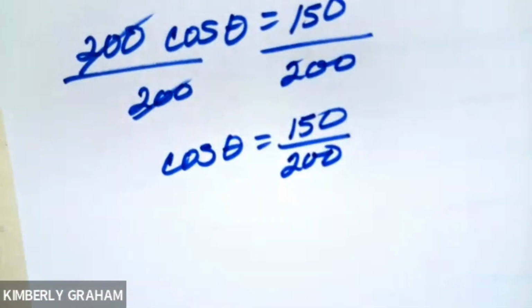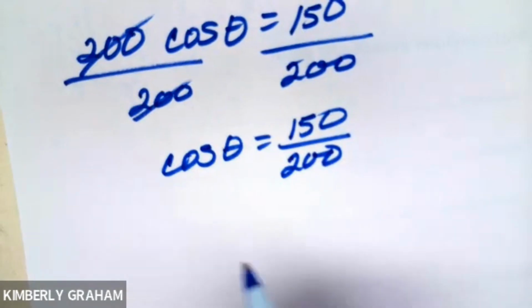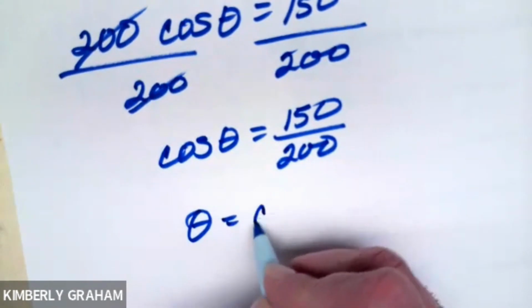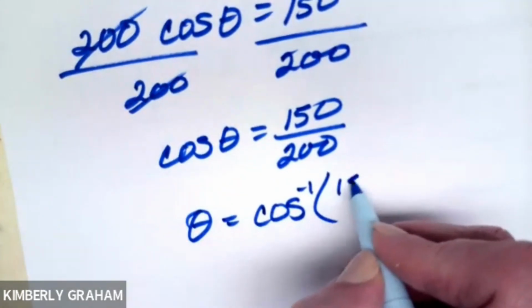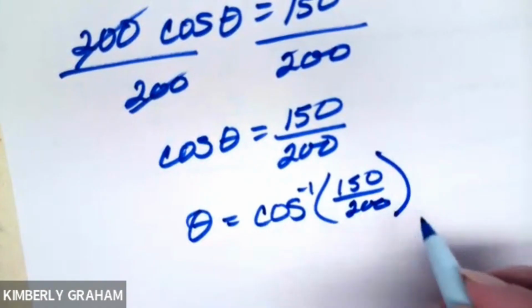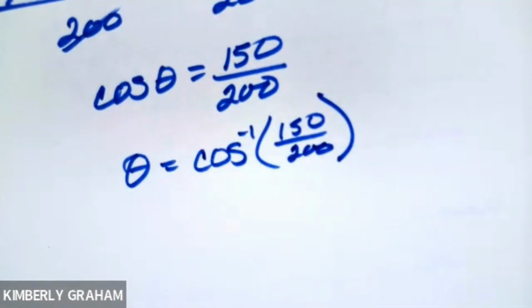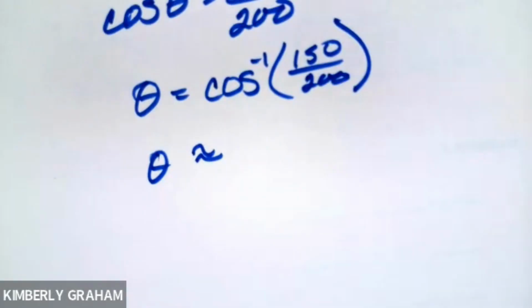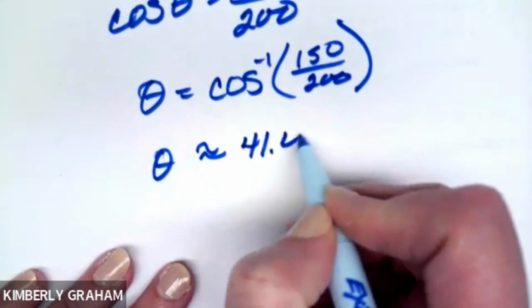Now, if you wanted to simplify that, you can. I'm just going to leave it as 150 over 200 so you can just keep seeing where I'm going with this. I need to solve for theta. So I want theta to be cosine inverse of 150 over 200. And remember that when we're doing these problems, we are in degree mode. So you could just stick this into the calculator. Let me give you all a second to put that into the calculator and see what you get for your answer. All right, here you should have approximately 41.41.